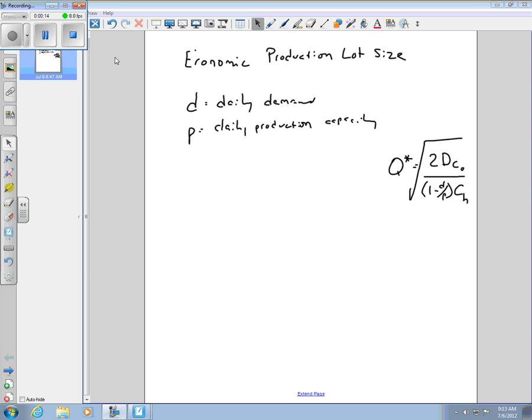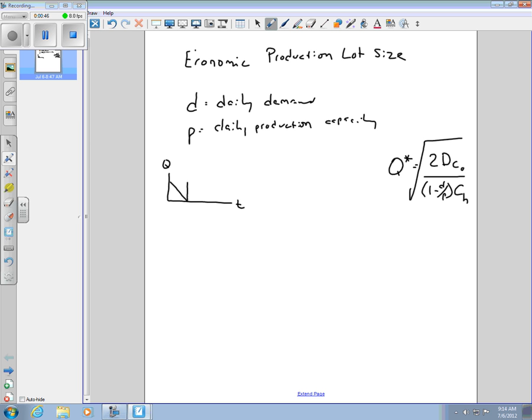Recall EOQ was the economic order quantity, and the EOQ's job was to minimize the sum of my ordering costs and my holding costs. Okay? So with EOQ we're ordering something. We just get it all at once. And you may recall with EOQ our inventory looked like this. Over time, the quantity of inventory would arrive and we'd use it up. We'd get replenished, called instantaneous replenishment. The order all comes at once.